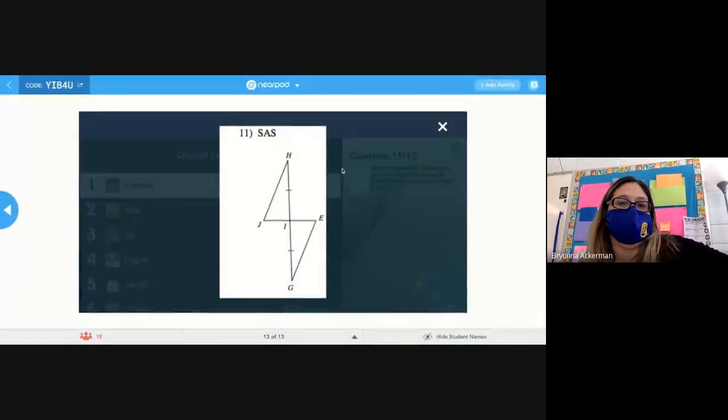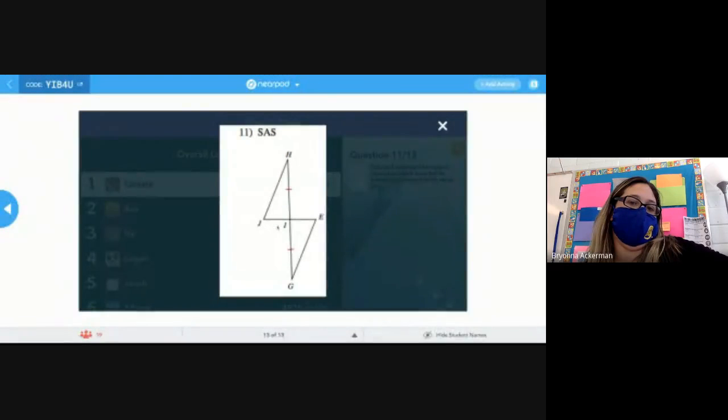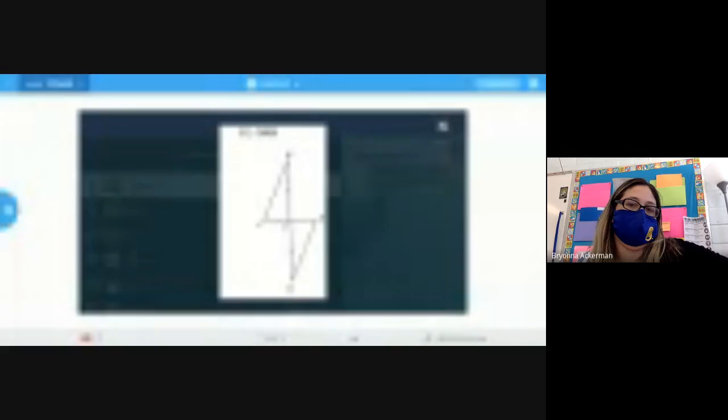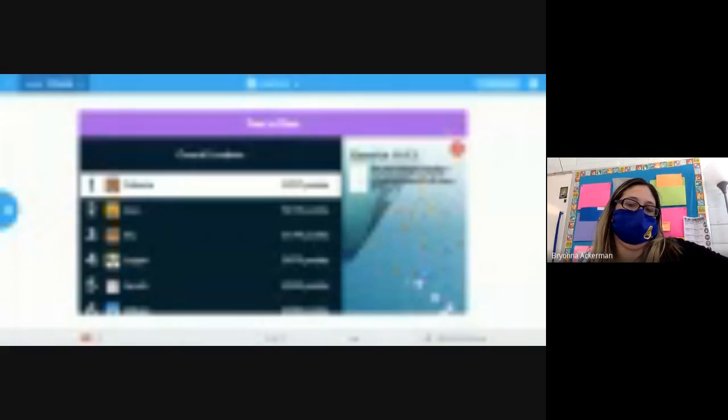All right, so we want side, angle, side. We have this side, we have this side. Vertical angles are congruent. So the other sides I would need would be JI and EI in order to have side, angle, side. So the missing information is JI needs to equal EI. Okay. Let's go to number 12 and 13.